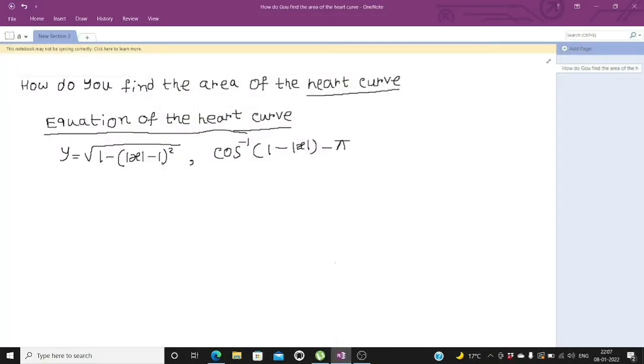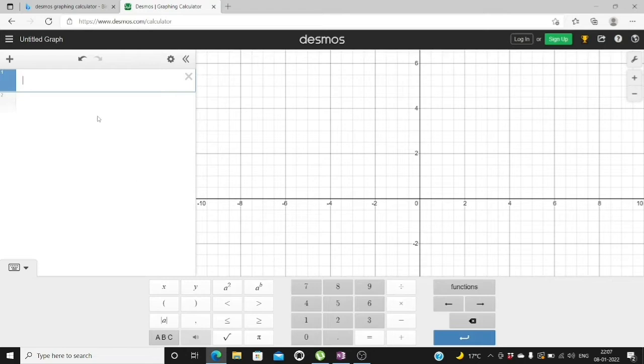Hello friends. So today we are going to find the area of the heart curve. As you can see, I have written the equations of the heart curve. Let me put the equation of the heart curve in the graphing calculator Desmos and let's see how the curve originally looks.